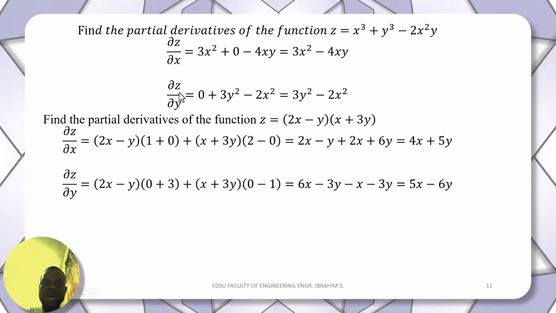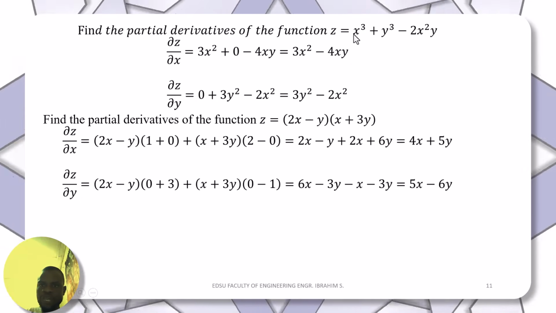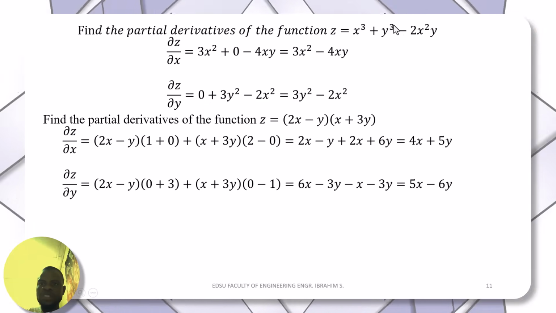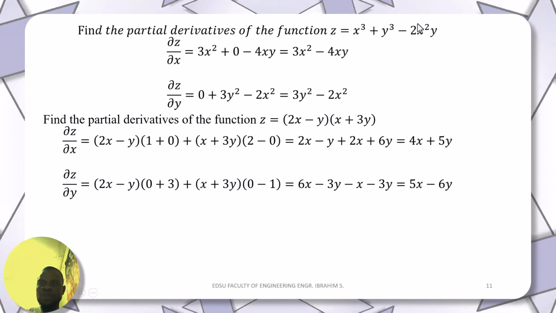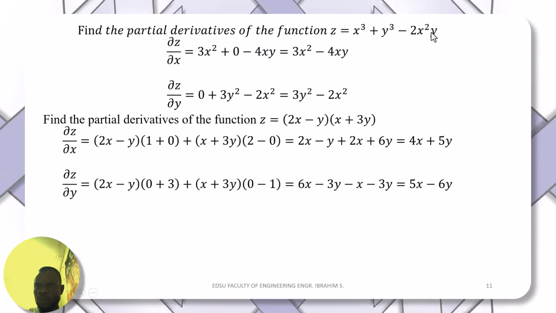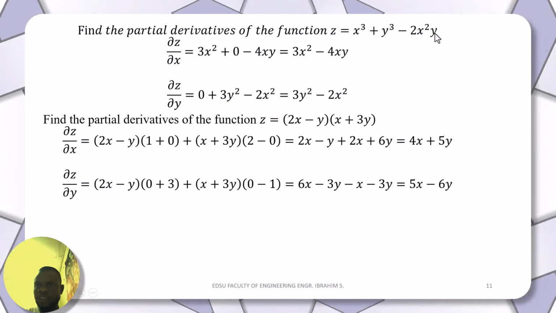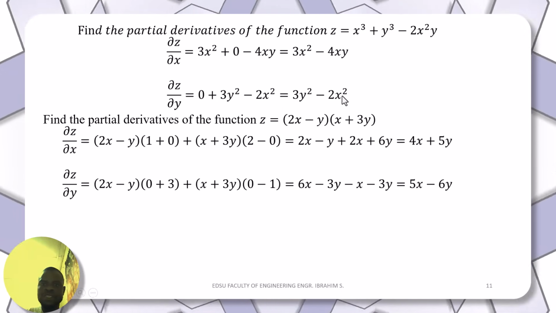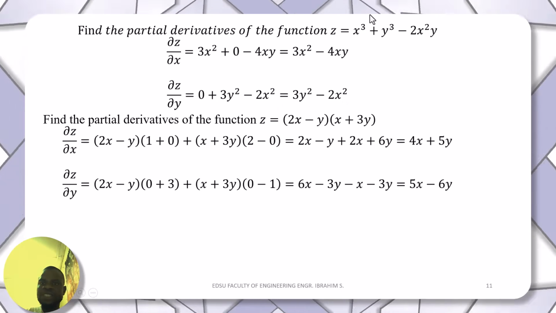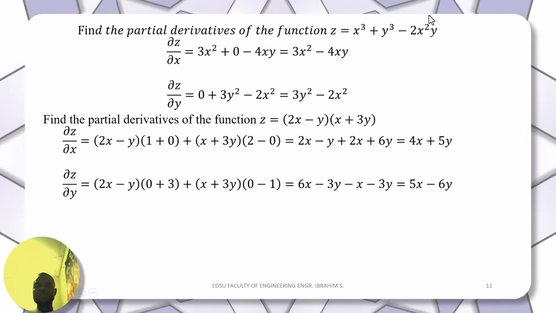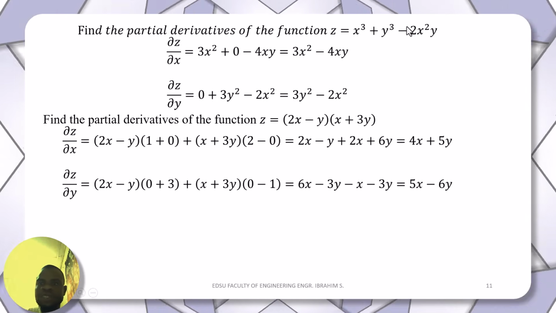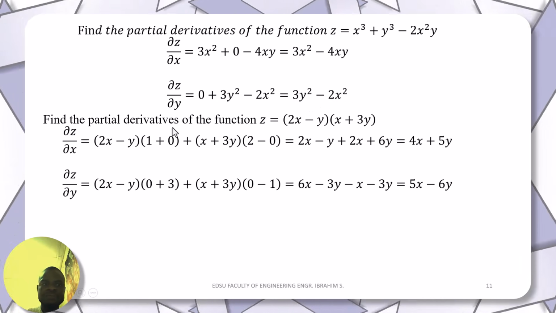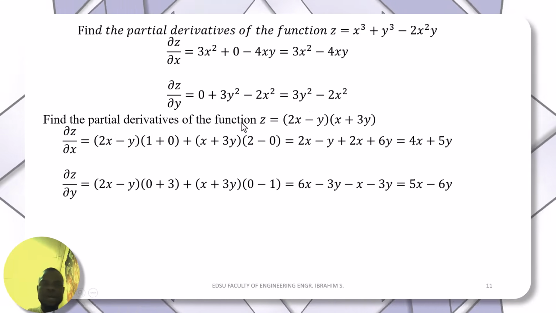So with respect to y, I should come here and differentiate this with respect to y. This will give me 0, and this will give me 3y squared. The minus is here, and this one will give me 1, so I will have minus 2x squared. So after differentiating with respect to x, it gave me this, and with respect to y, it gave me this.